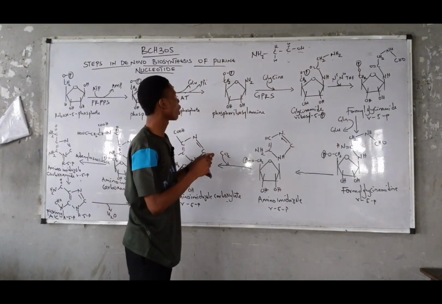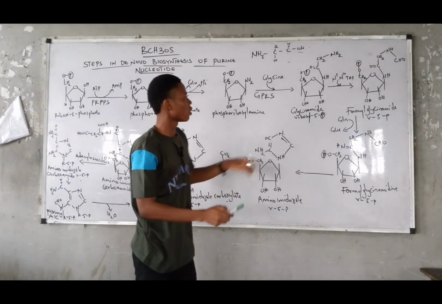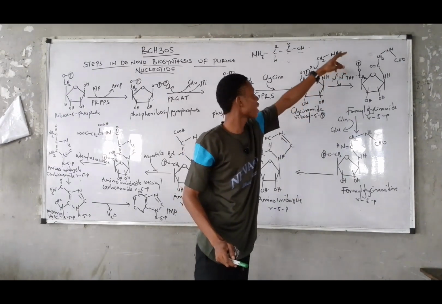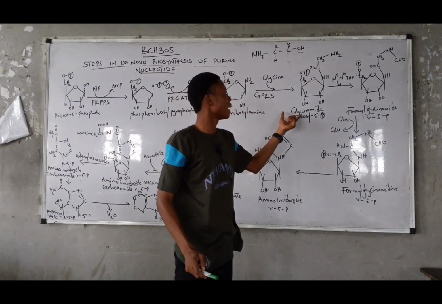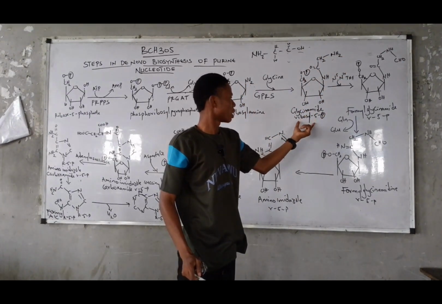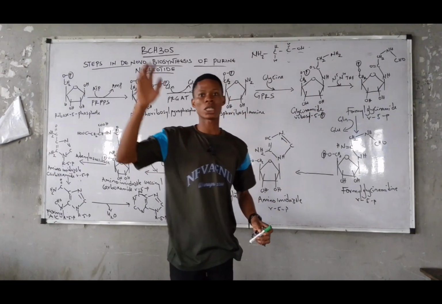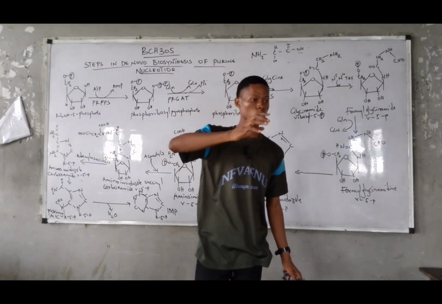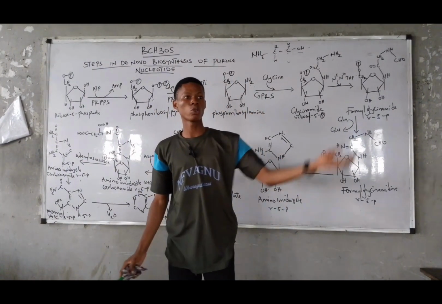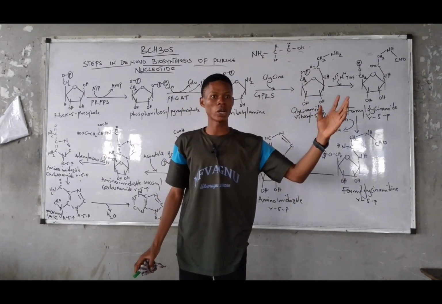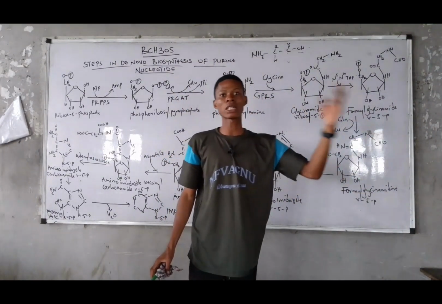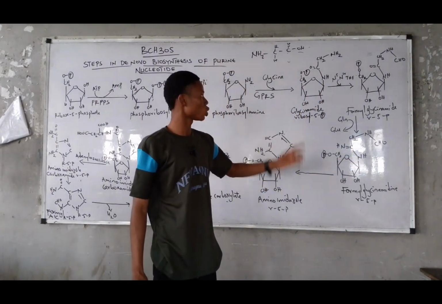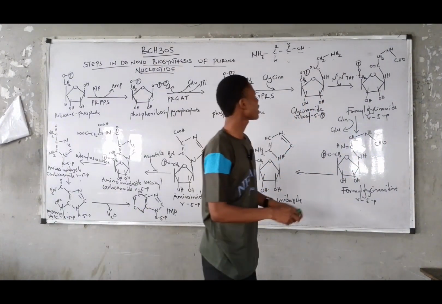So the name is no longer phosphoribosylamine, but glycinamide ribosyl phosphate, because we've attached glycine, so it becomes glycinamide ribosyl phosphate. We started with ribosyl phosphate, we activated it to what? Phosphoribosyl pyrophosphate. From phosphoribosyl pyrophosphate, glutamine comes in and we got phosphoribosylamine. Glycine comes in now to form what? Glycinamide ribosyl phosphate. Good.